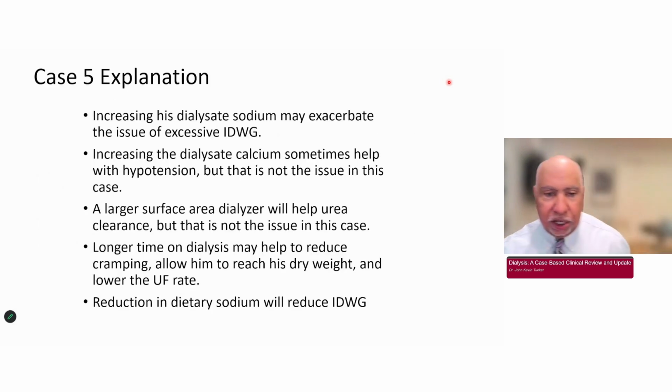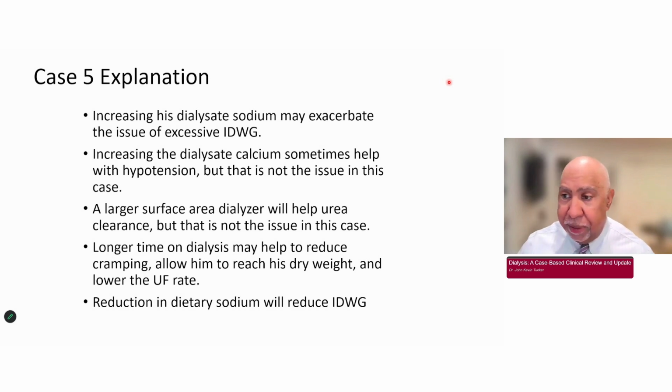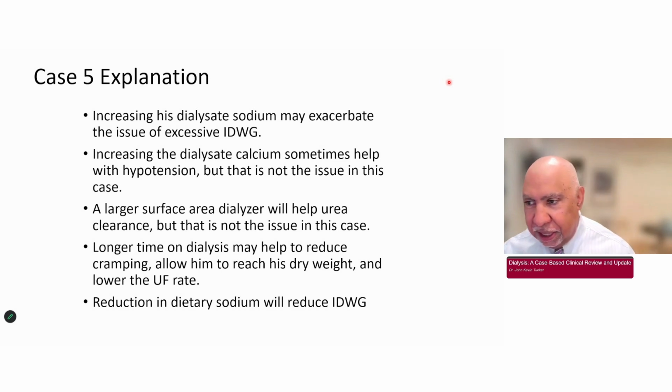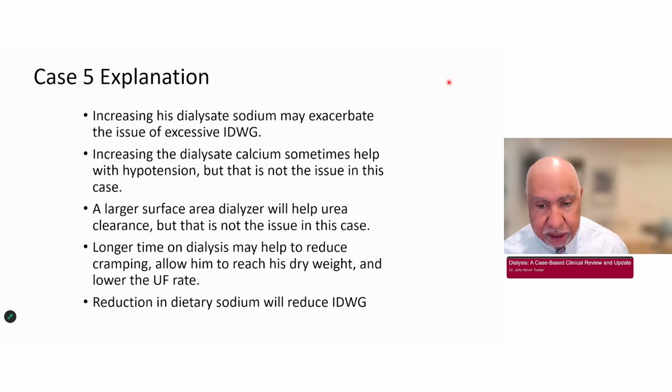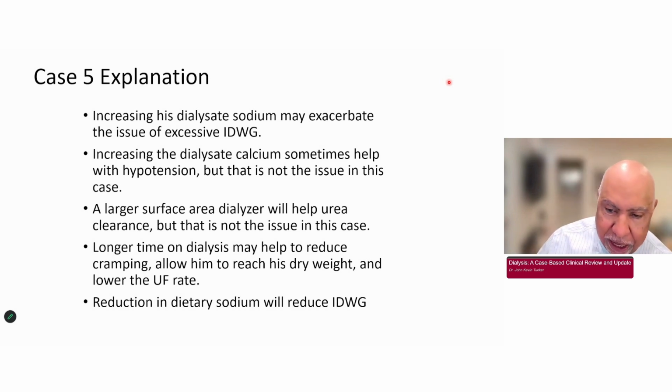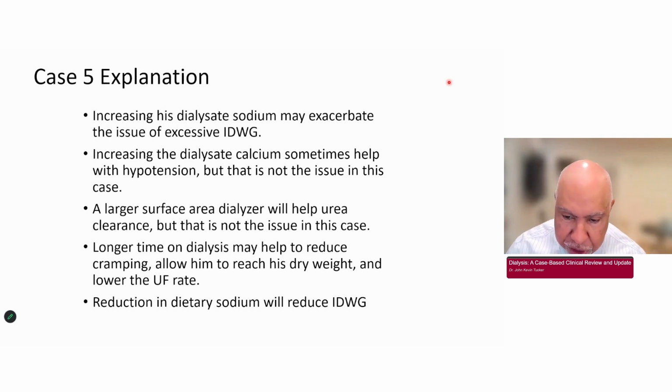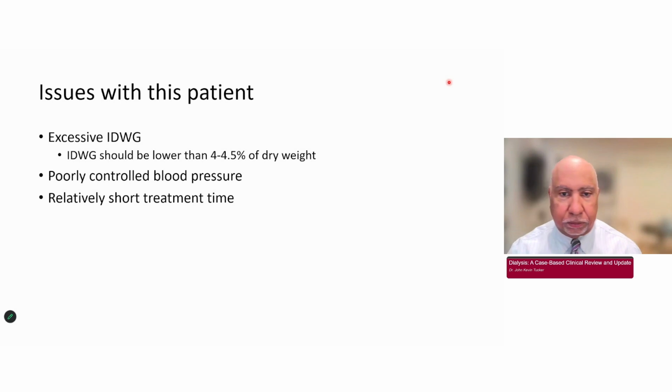So let's talk a little bit about this. Increasing his dialysate sodium may actually exacerbate the issue of excessive interdialytic weight gain. Dr. Bashinsky's on the call, so certainly don't want you to increase the dialysate calcium. That might help with the hypotension, but that's not the issue in this case, and we've got the issue of vascular calcification to deal with. A larger surface area dialyzer will help with the urea clearance, but that's not the issue in this case. A longer time on dialysis may help to reduce cramping, allow him to reach his dry weight, and lower the ultrafiltration rate. And finally, a reduction in dietary sodium will reduce interdialytic weight gain.